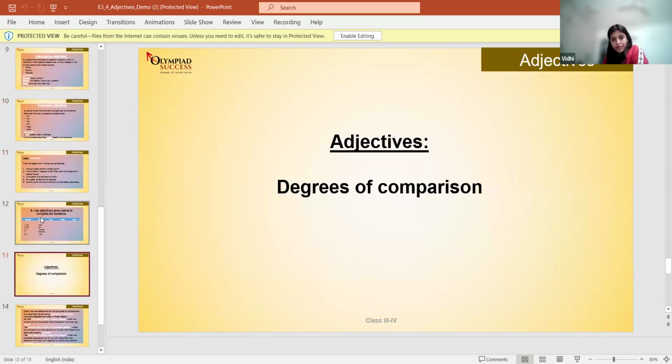Okay. So now we come to degrees of comparison. So what are degrees of comparison? What do you understand by degrees of comparison? It compares. Yes, it compares. Fine. I will explain it to you. What are degrees of comparison? Just pay attention.